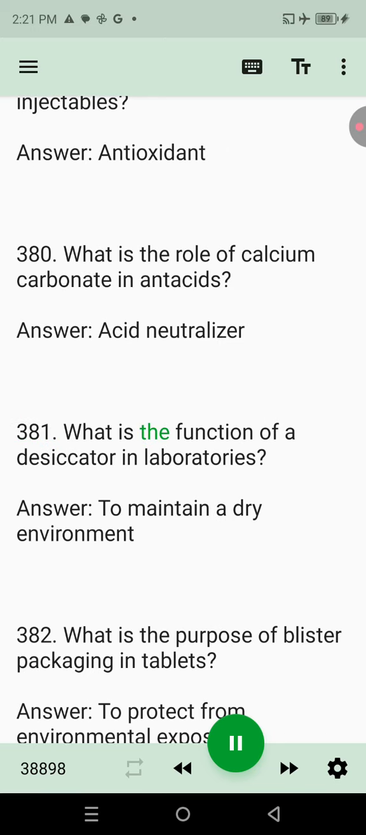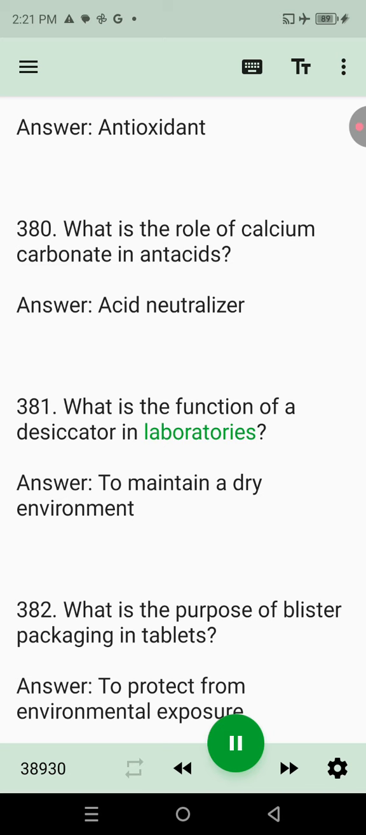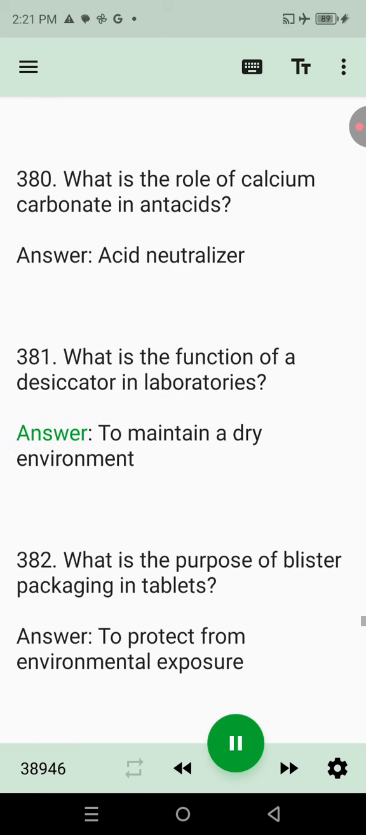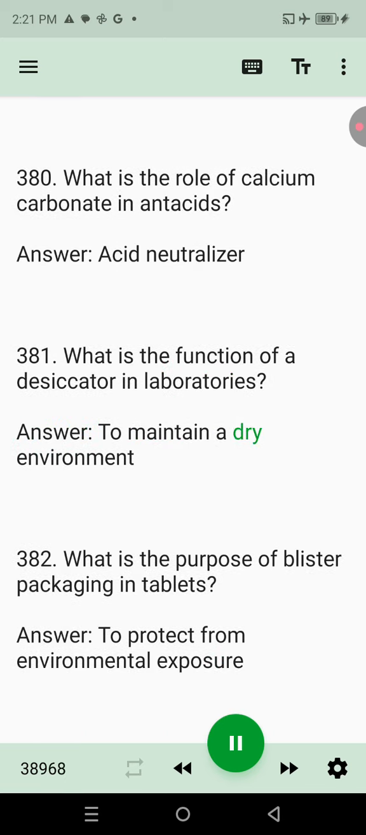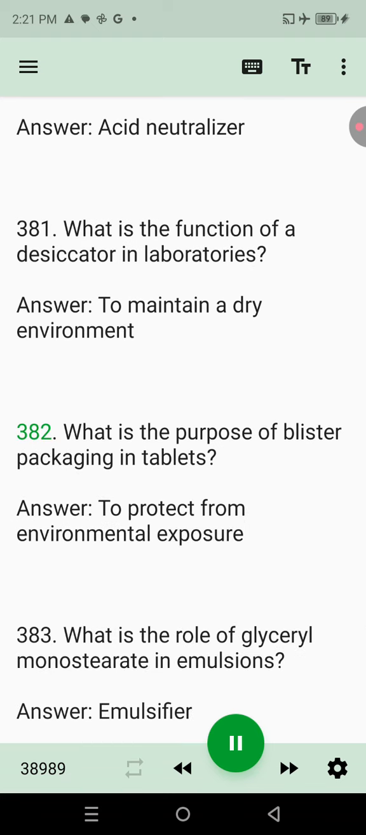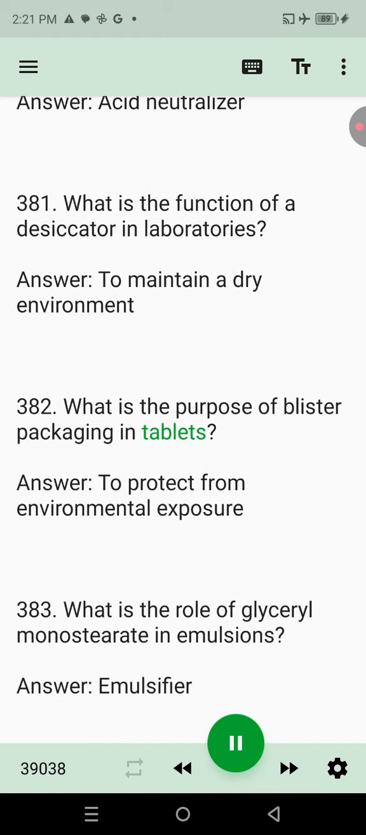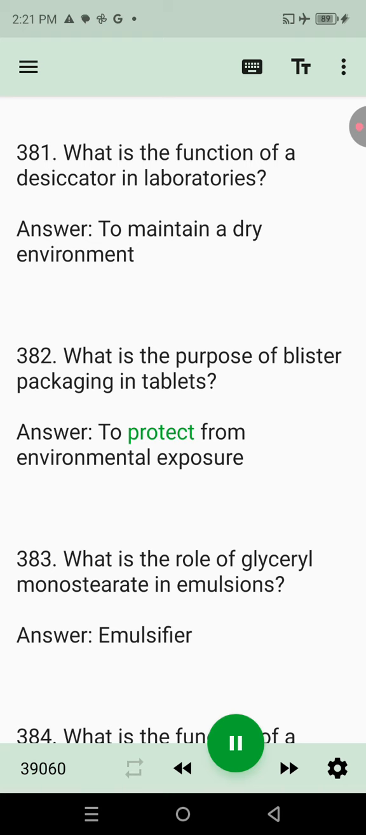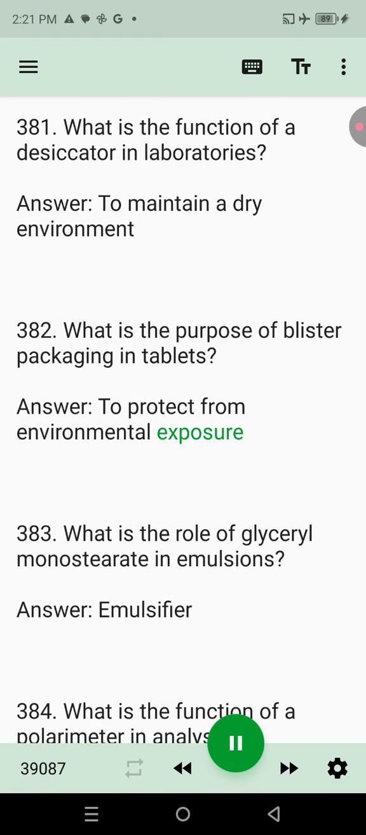381. What is the function of a desiccator in laboratories? Answer: to maintain a dry environment. 382. What is the purpose of blister packaging in tablets? Answer: to protect from environmental exposure.